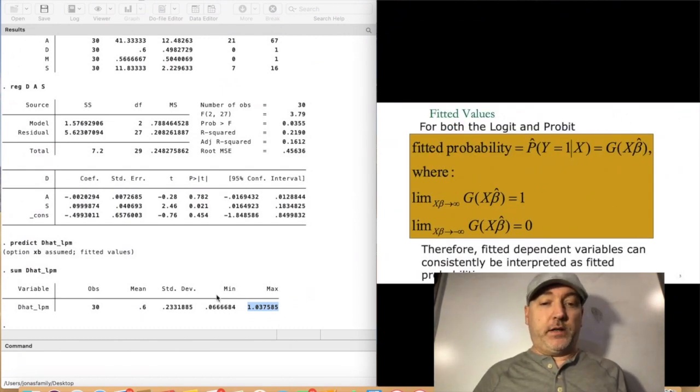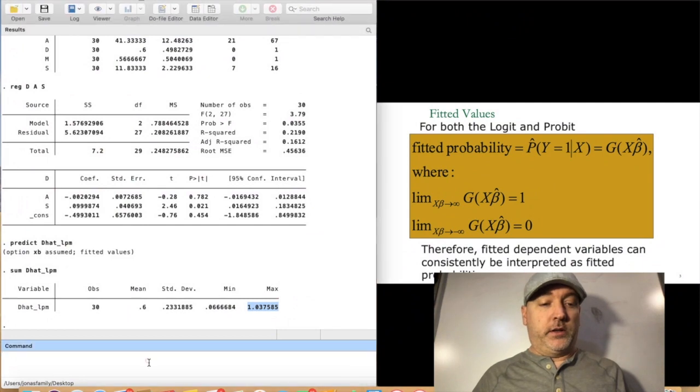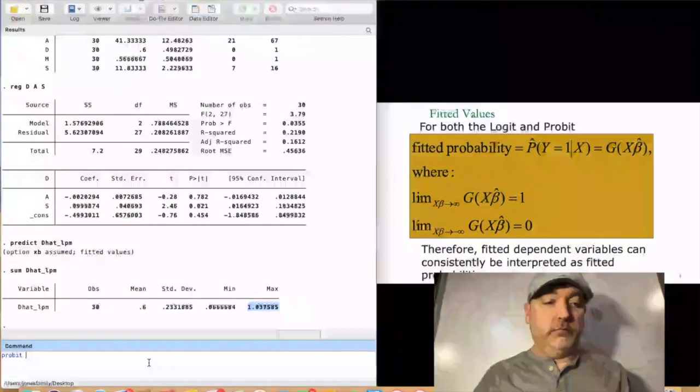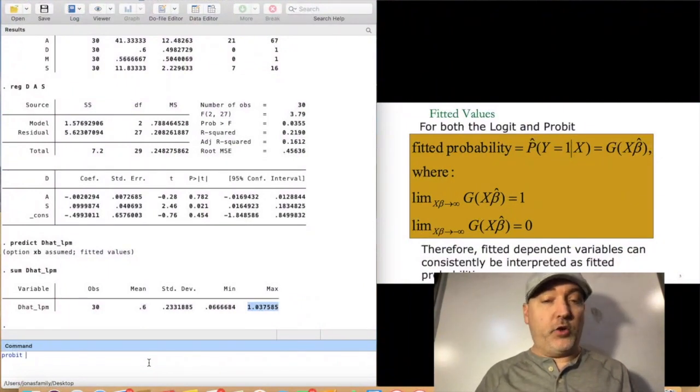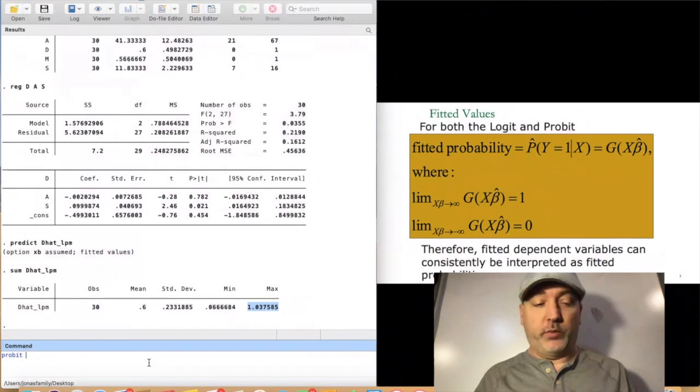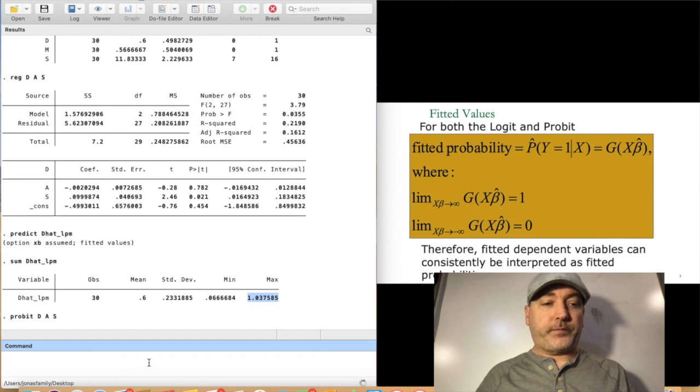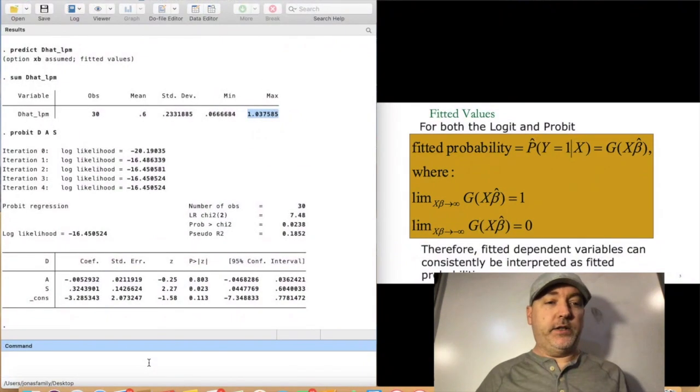So let's take a quick look at the probit estimator here. In Stata, the command creatively is just probit, and then otherwise it's exactly like the regress command. So we put in the dependent variable, and then the independent variables, in this case, again, let's say age and schooling, S.